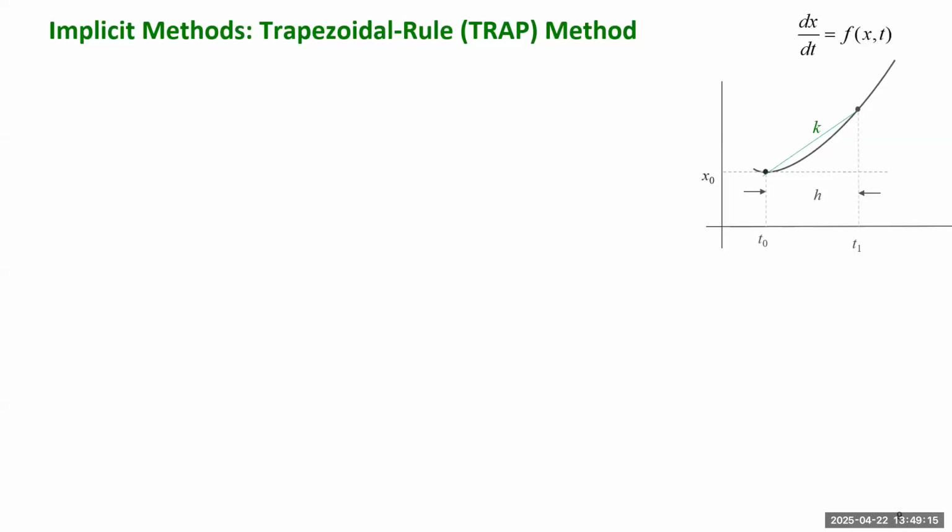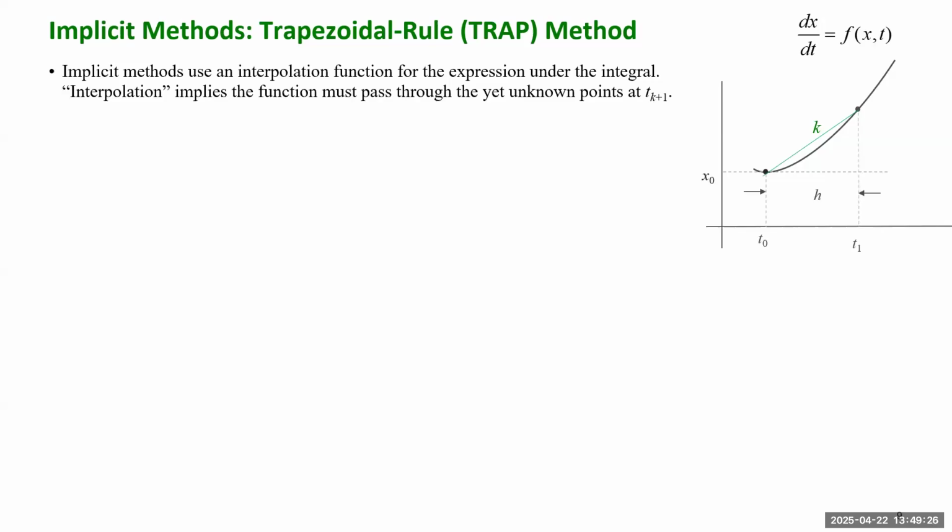Okay. Next, let's quickly talk about the trapezoidal rule method. We still want to simulate this system. The trapezoidal rule method is another useful implicit method. It uses an interpolation function to approximate the integral.